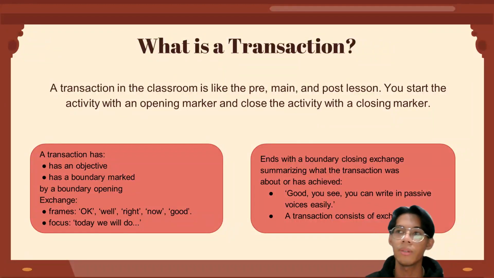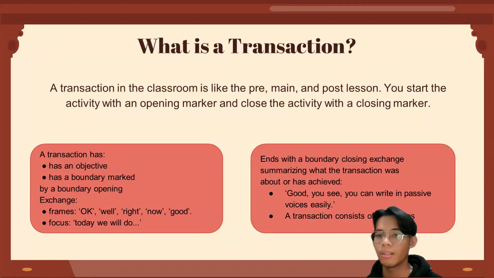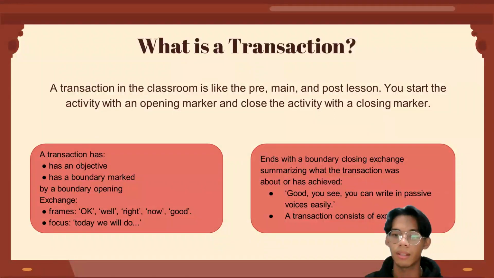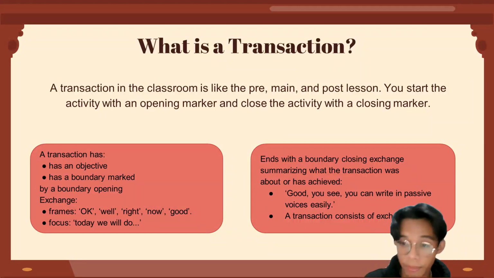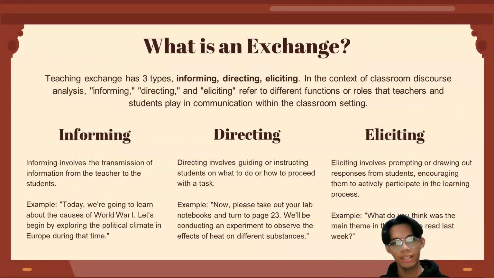For the main lesson, okay, I think you already got the gist of this activity. Then we can continue. You can see the bridging. The bridging is like, there will always be a closing marker, and the bridging will be from one transaction onto the next. And then also note that a transaction always consists of exchanges. Now, what is an exchange?